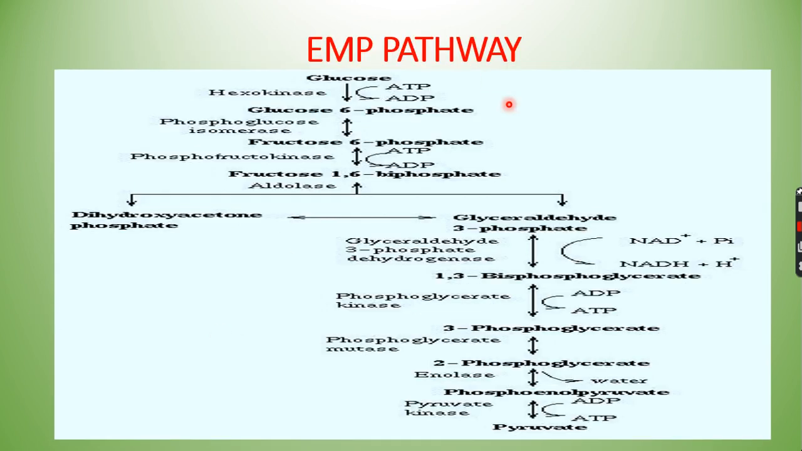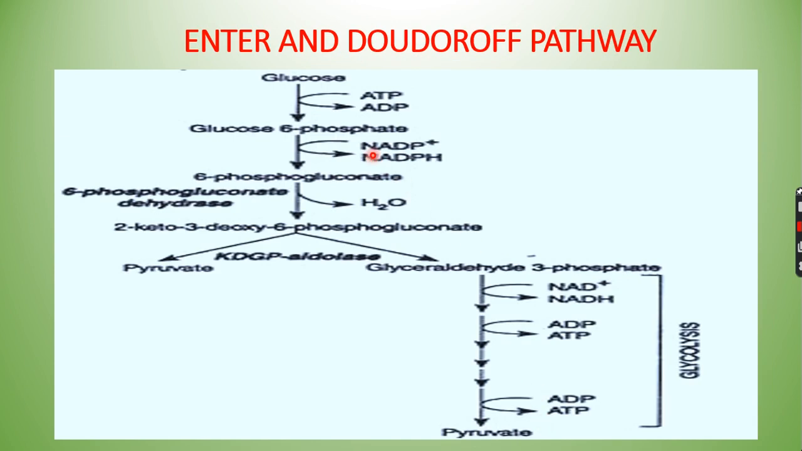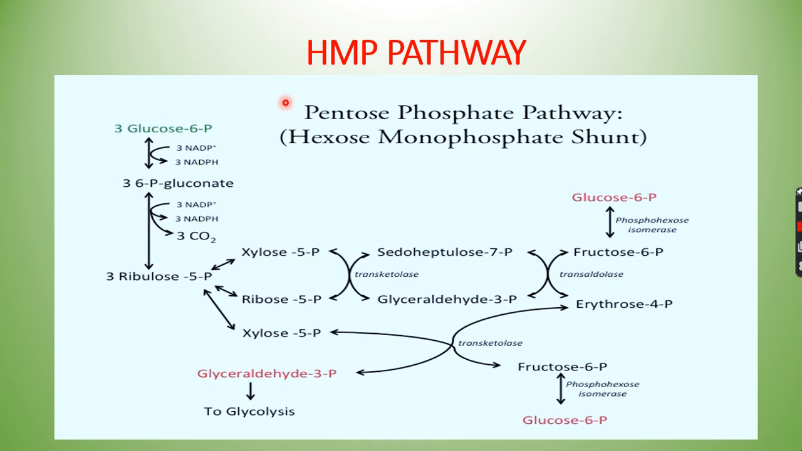So this is the overall EMP pathway where the glucose gives rise to the pyruvate. Then this is the ED pathway. Here also the initial compound is glucose and the final compound is pyruvate, but the process of lysis of the glucose is different because of the different enzymes. Then this is the HMP pathway, the hexose monophosphate pathway, which also has a different route in the breakdown of glucose into different compounds.